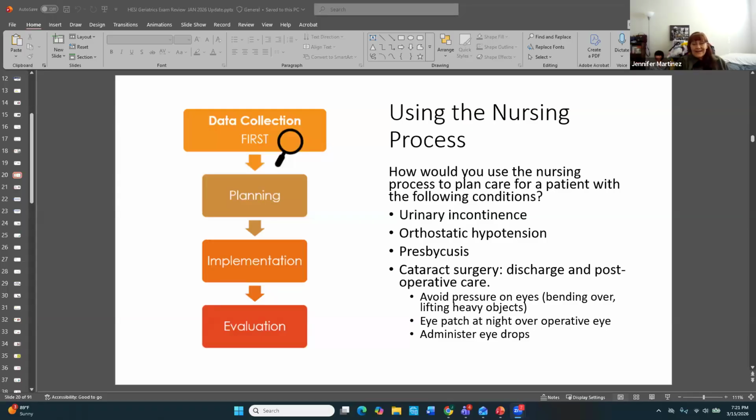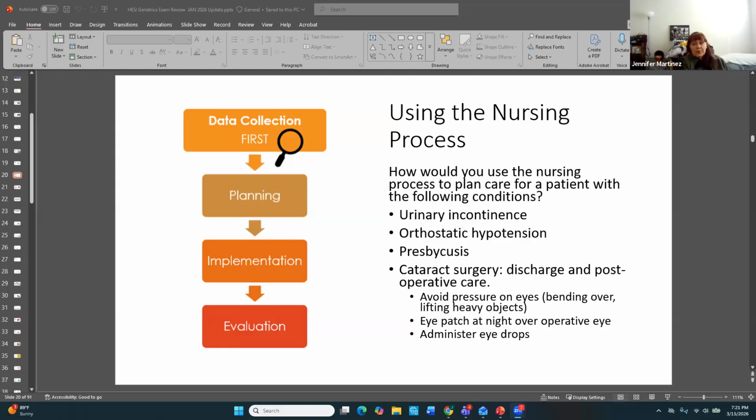Eye patches are worn at night over the operative eye, just to protect it while they're sleeping, so nothing gets in that eye or rubs up against the eye. Some people will even rub their eye while they're sleeping. So we want to protect that as much as possible.